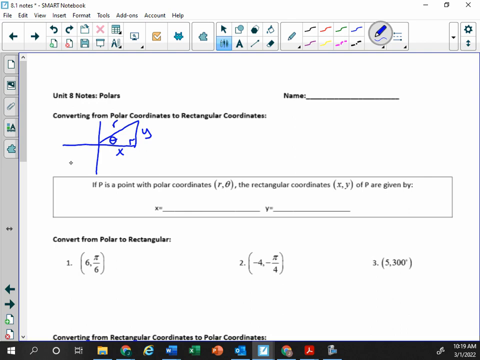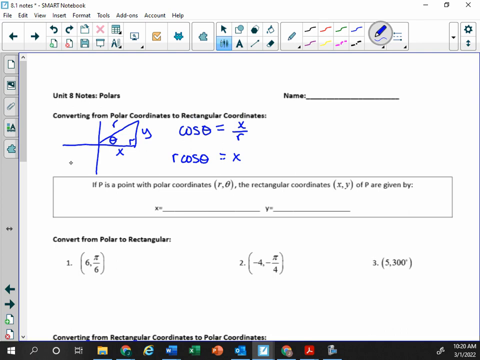All right, if I asked you what is the cosine of theta, based on just this little picture, what would you tell me? X over r, good. If I then said solve that equation for x, what would x equal? Yeah, r cosine theta, right? We would just multiply by r.